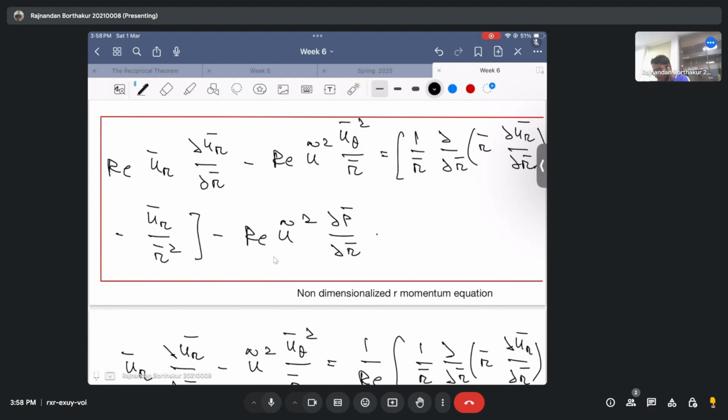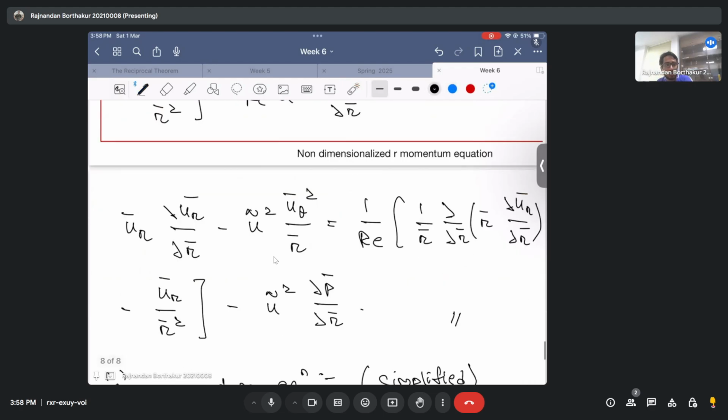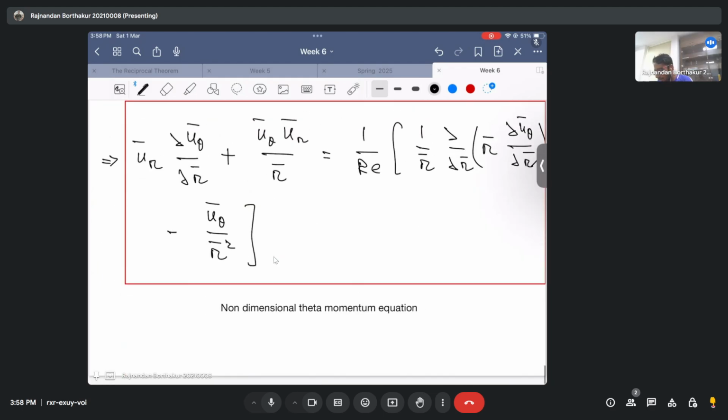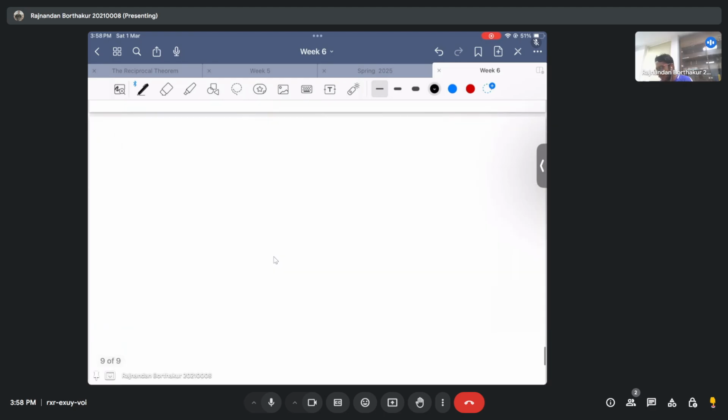The way out is that we have not used one more equation, which is nothing but the continuity equation. So let's see what the continuity equation gives us, and let's see if we have a way out by using the continuity equation.